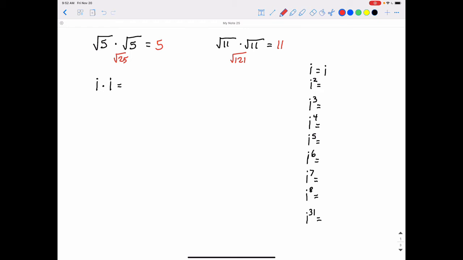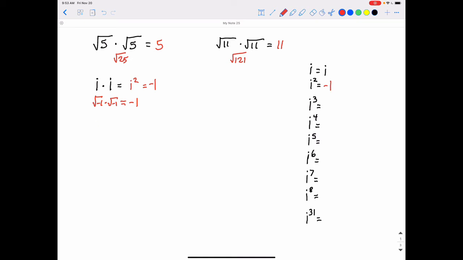Well, to follow that same pattern, i stands for the square root of -1 times the square root of -1. So if a square root times itself equals that number, the answer must be -1. Therefore, i times i, which is the same as i squared, must equal -1. So i squared, I'm going to put over here on this column of i's, equals -1.